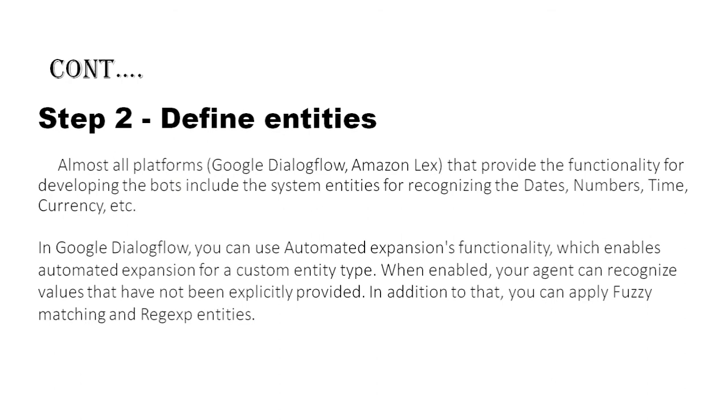In second step, define entities. Almost all platforms like Google Dialogflow, Amazon Lex that provide the functionality for developing the bots include the system entities for recognizing the dates, numbers, time, currency, etc. In Google Dialogflow, you can use automated expansions functionality which enables automated expansion for a custom entity type. When enabled, your agent can recognize values that have not been explicitly provided. In addition to that, you can apply fuzzy matching and regular expression entities.